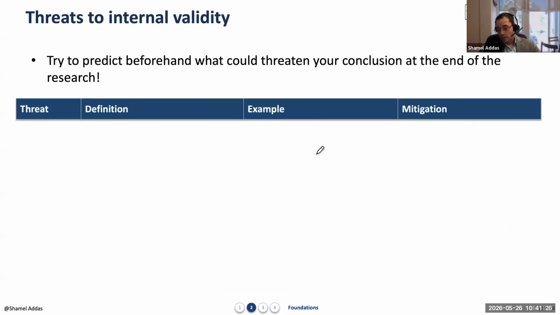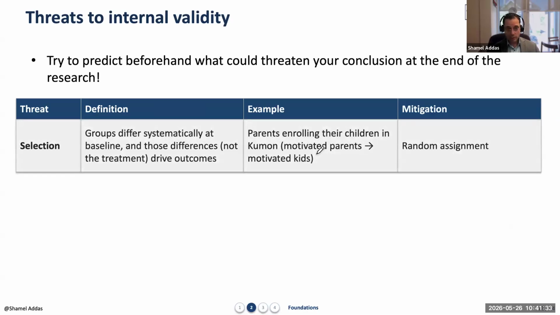Now let's look at what could threaten or undermine the validity. There are different threats. There's the selection threat. That's a very tricky one, because selection bias can happen when the groups differ systematically at the baseline, and those differences are actually what's driving the outcome.